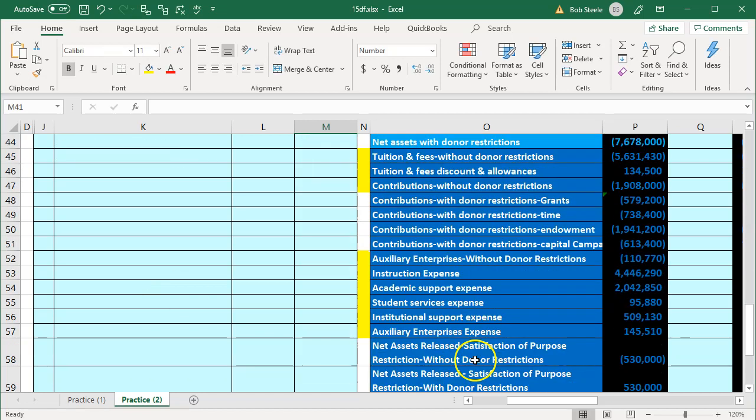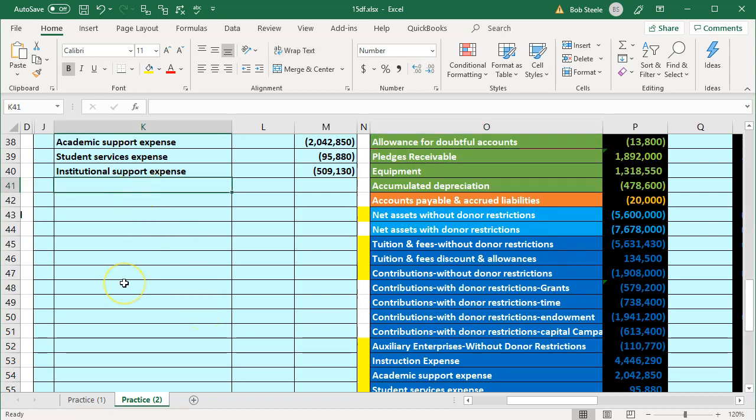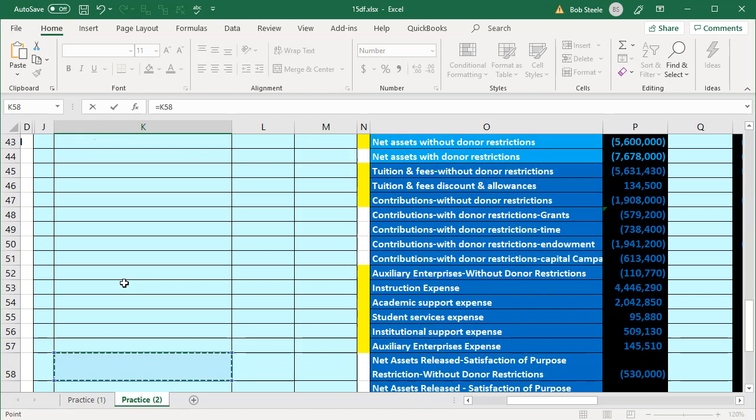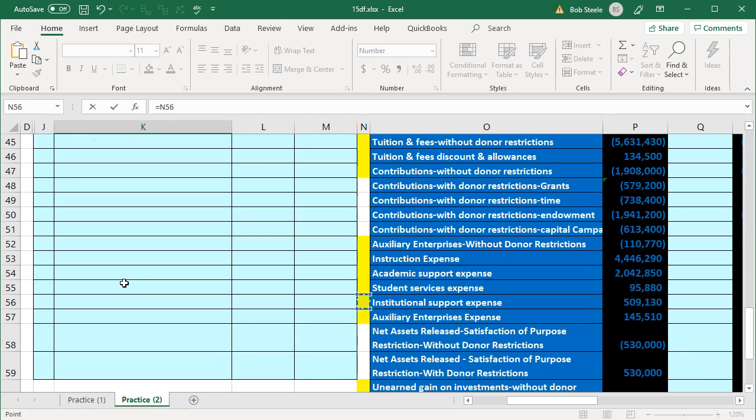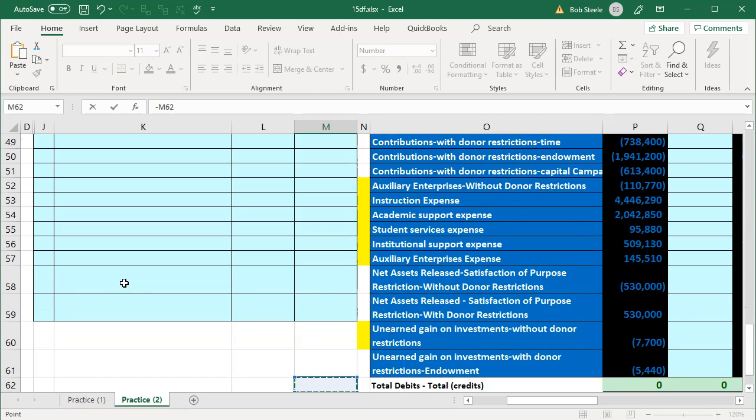And then finally, we have the auxiliary enterprise expense. So that's going to be in K41 equals, scrolling back down. We're going to pick up that. Actually, there's going to be a couple more down there, but auxiliary enterprise, enter. That's going to be on the credit side in M41, negative. We're going to scroll back down and pick up the auxiliary enterprise and enter.